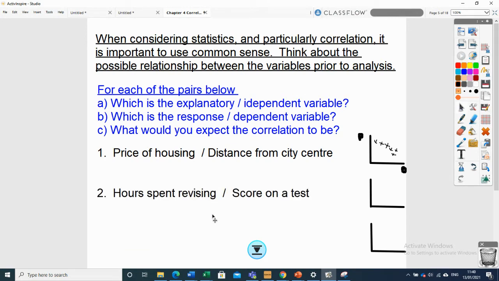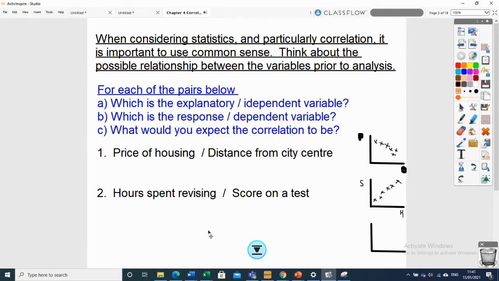Right, next set of variables. Have a think about these. Hours spent revising for a test and the score that you get on that test: which is independent, which is dependent, what would you expect to happen? Okay, well, the thing that you can control to start off with is the hours that you spent revising. So I would put that, let's call it H, on the x-axis for the independent variable. The thing that responds to the hours of revising is the score that you get on the test. And I would expect the more hours revising, the better the score that you get on the test, so a positive correlation.